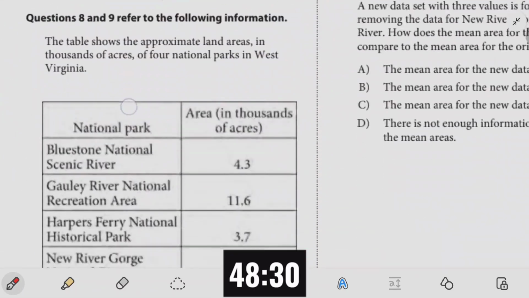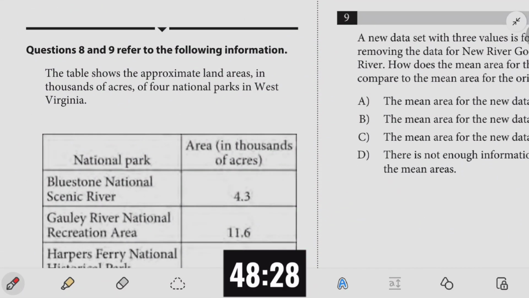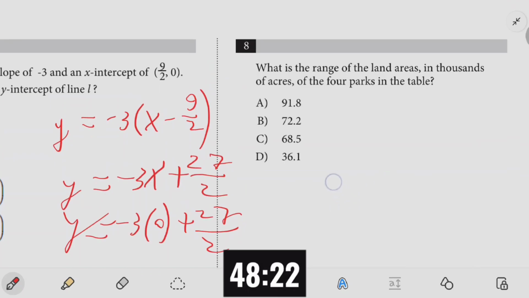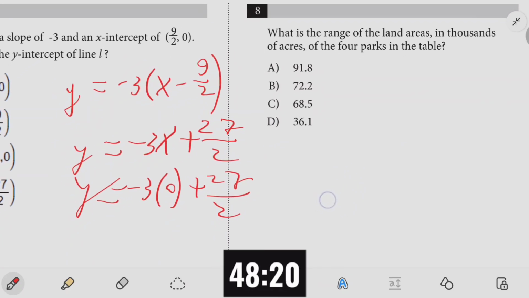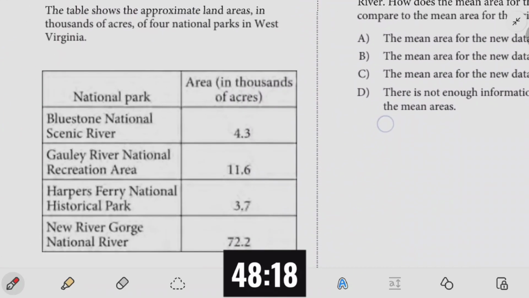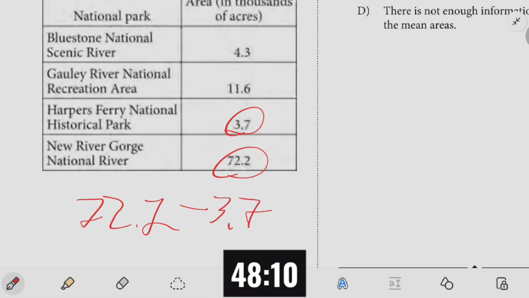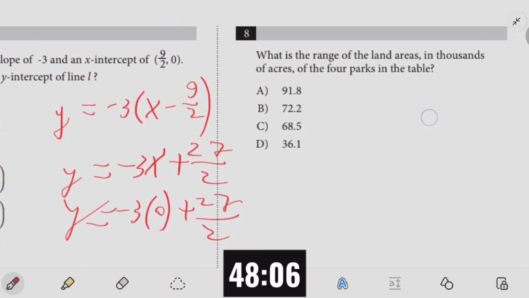Oh my god, another set. Refer to the following information. The table shows the approximate land areas in thousands of acres of 4 national parks in the West. What is the range of land areas in thousands of acres of the 4 parks in the table? The range, you just take the biggest and subtract the smallest. 72.2 minus 3.7, that's 68.5. Let me recircle that.